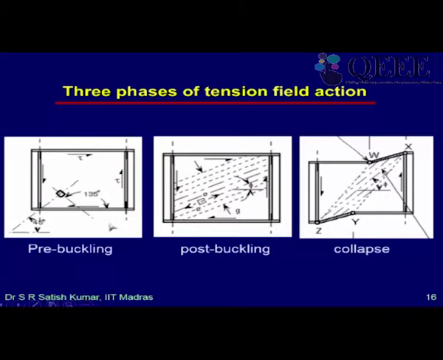Now the code gives you two methods. One is a simple method where you calculate only up to the point at which it will buckle, and you don't have to calculate the tension field. This is called the simple post-critical method. The other method is to calculate right up to the end, including the tension field strength. That is called the tension field method. So two methods are given. We'll limit ourselves to the simple post-critical method.